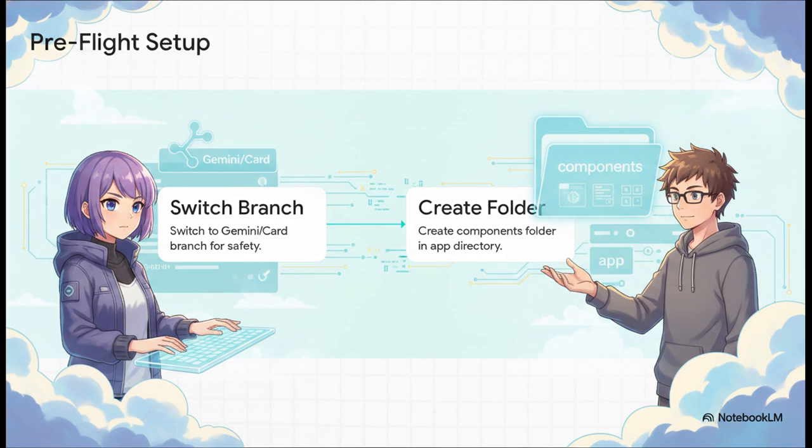But we don't stop there. We also proactively create a new components folder right inside our app directory. Now, you might be wondering, why do this manually? Well, setting up that precise architectural scaffolding beforehand really guides the AI. It totally removes the guesswork. You're basically building the foundation and telling Gemini, hey, put the new code exactly here.